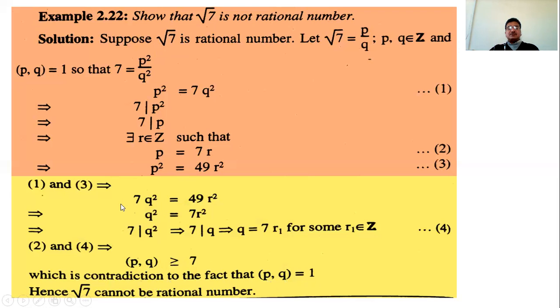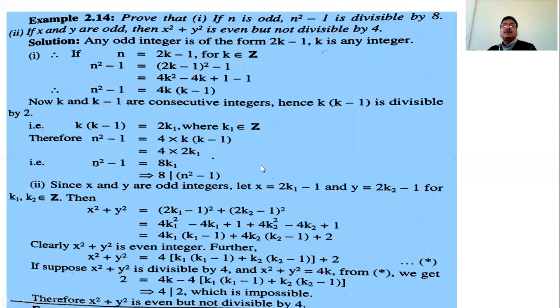This is wrong, so what do we have? Root 7 cannot be a rational number. Root 7 is not a rational number. Our assumption is wrong. Why do we have the contradiction? Because our assumption that root 7 is a rational number is wrong, which means what is correct? Root 7 is not a rational number. That is, root 7 is an irrational number.